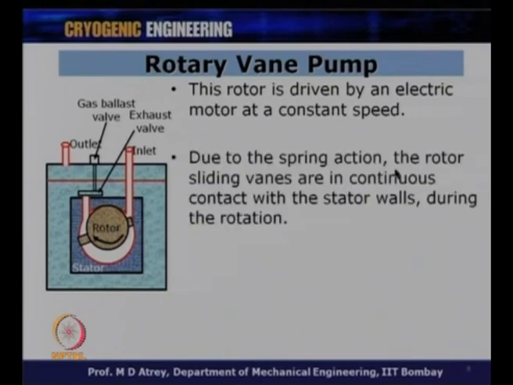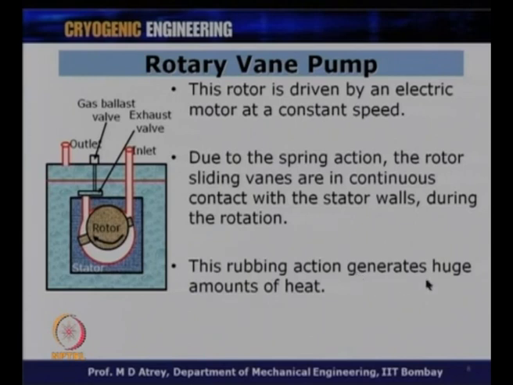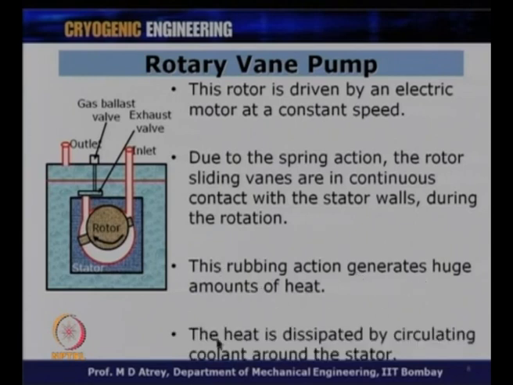Due to the spring action, the rotor sliding vanes are in continuous contact with the stator walls during the rotation. This is what I just told you, that this spring will ensure that the vane is always in contact with these walls. This rubbing action generates a huge amount of heat naturally, and therefore we need some kind of cooling mechanism. The heat is dissipated by circulating coolant around the stator. So, you can have some oil or some kind of air, some cooling medium will always be there to cool the heat which is generated due to rubbing.